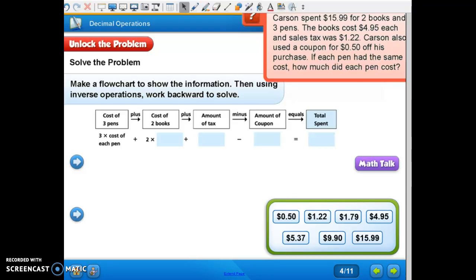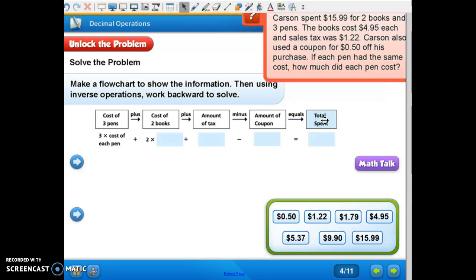Okay, so we know the cost of 3 pens, right? Or that's what we're trying to find. So that's what's in the first box. We would normally add that to the cost of the 2 books, add our taxes, take off our coupon, and get what we spent, right? We're standing there at the checkout. We have the 3 pens and the 2 books in our hands. The lady takes them and scans the 3 pens and the books. The tax automatically goes on. Then you give them your coupon. That comes off and it tells you what you've got to pay. That's what this part of the flow chart is telling you.